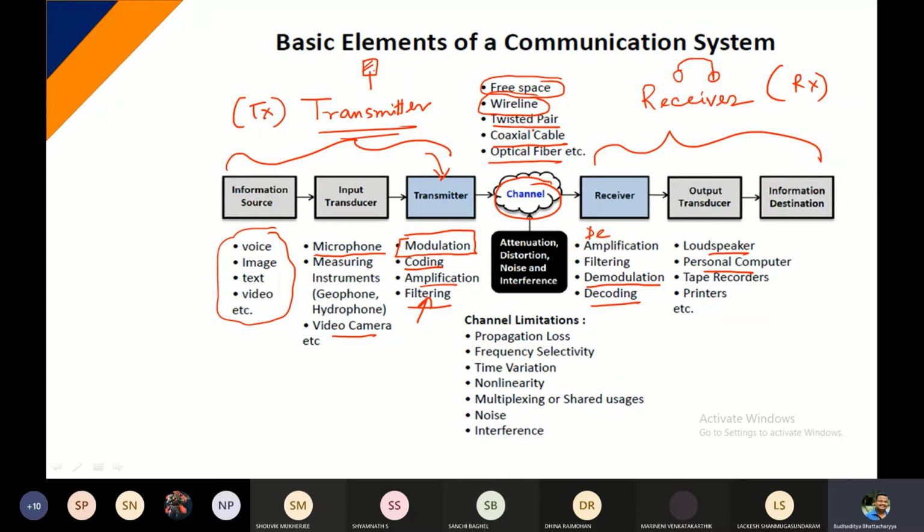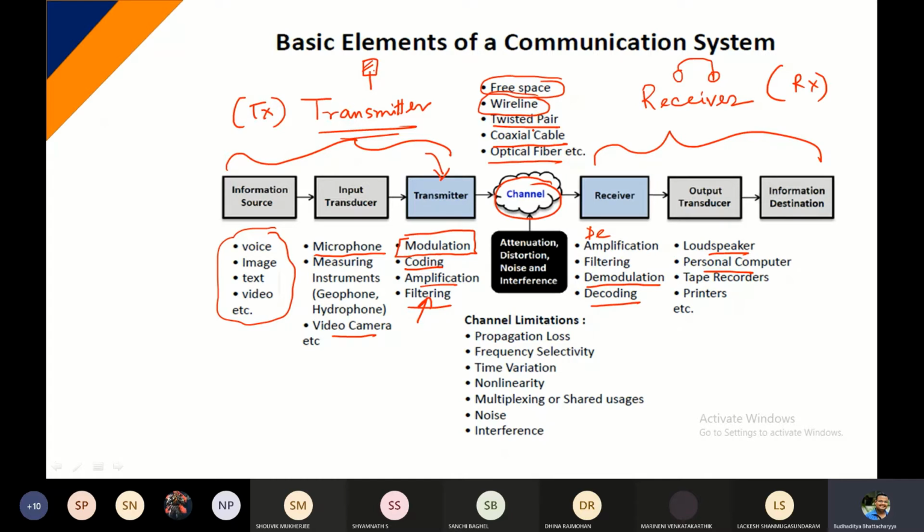So like that, there are different mediums, different ways in which the transmitter and the receiver are connected through the channel. So the channel is the bridge through which the transmitter and the receiver are getting connected.